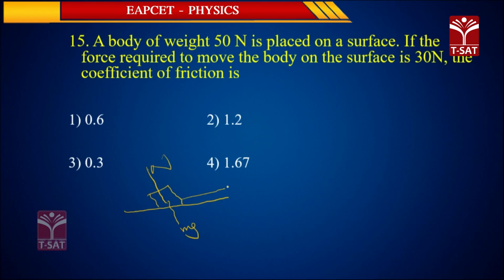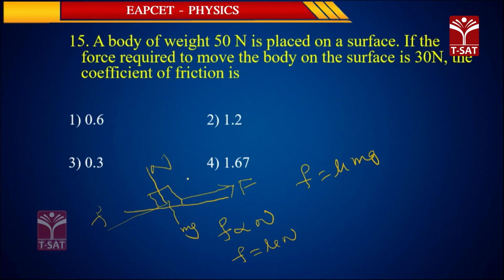Here we are applying the force F. The opposite direction is the frictional force. Children, you know the formula: friction F is directly proportional to the normal reaction, or F is equal to mu N. But you know that N is equal to mg. Therefore, you apply the formula F is equal to mu mg.